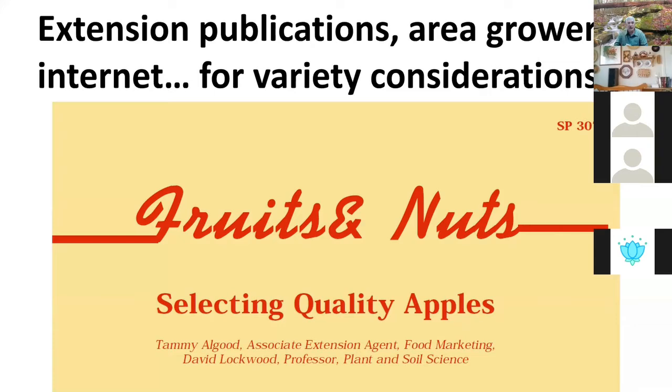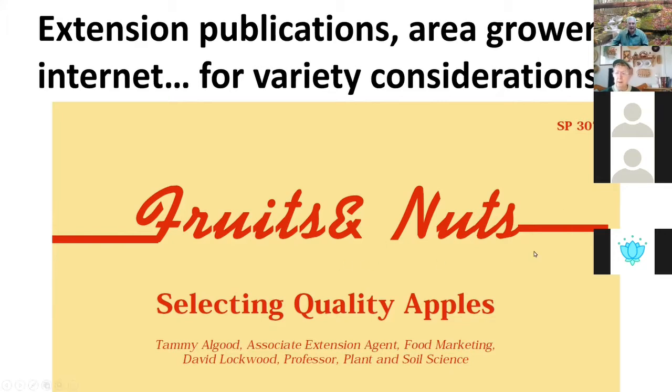So you can use extension publications. I like recommending area growers. If you know somebody that's growing in the area, or particularly larger scale growers, what trees do they have the least amount of problems with? Because they can be a good source. Obviously, we can use the internet, but if you use the internet, I'd still direct you back to using extension type sites, or at least looking at reputable growers that might provide information for those variety considerations.